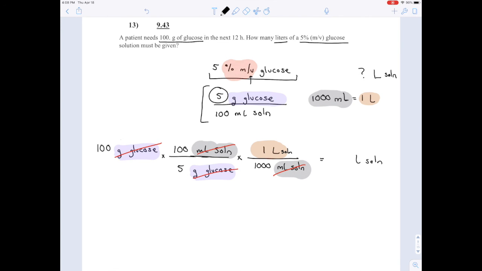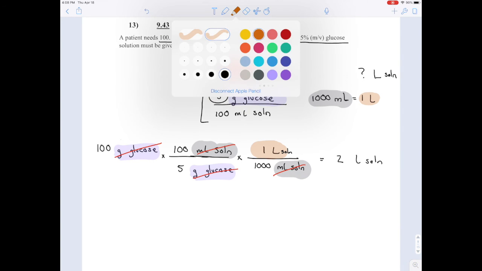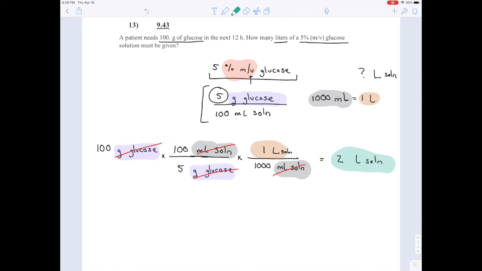So we just need to plug this stuff into a calculator. That would be 100 times 100, enter, divided by 5, enter, times 1, enter, divided by 1,000, enter. And I am getting 2. So that would be 2 liters of solution that you would want to administer to this patient.